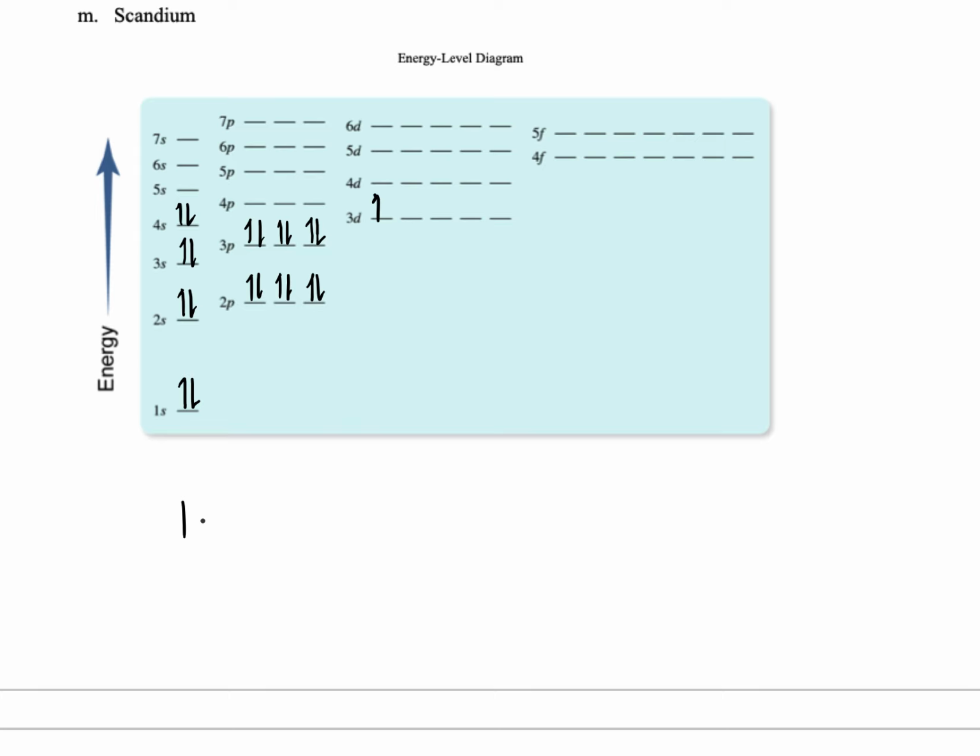Scandium will be 1s2, 2s2, 2p6, 3s2, 3p6, 4s2, and now we'll actually have to write 3d1.